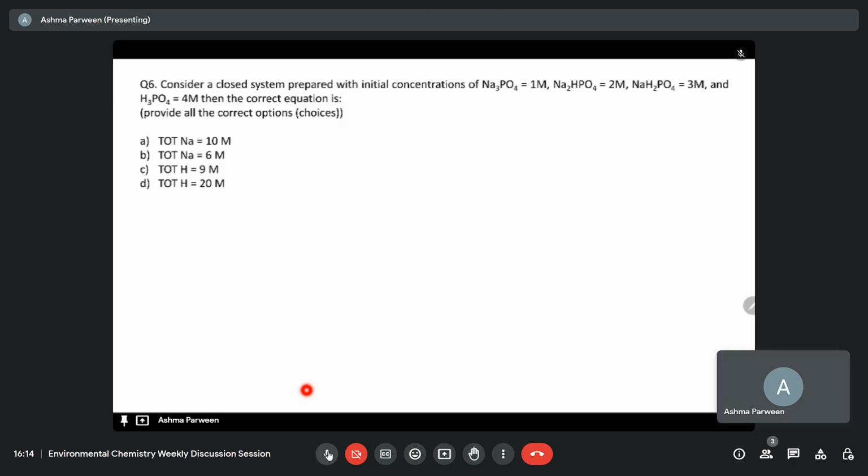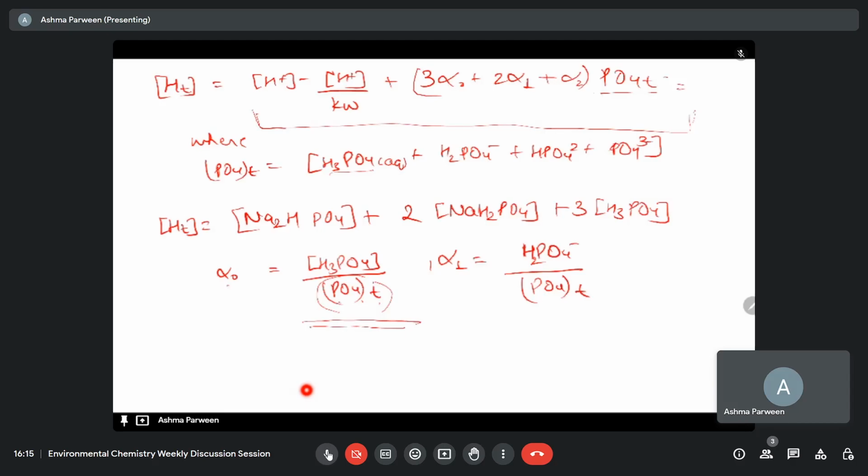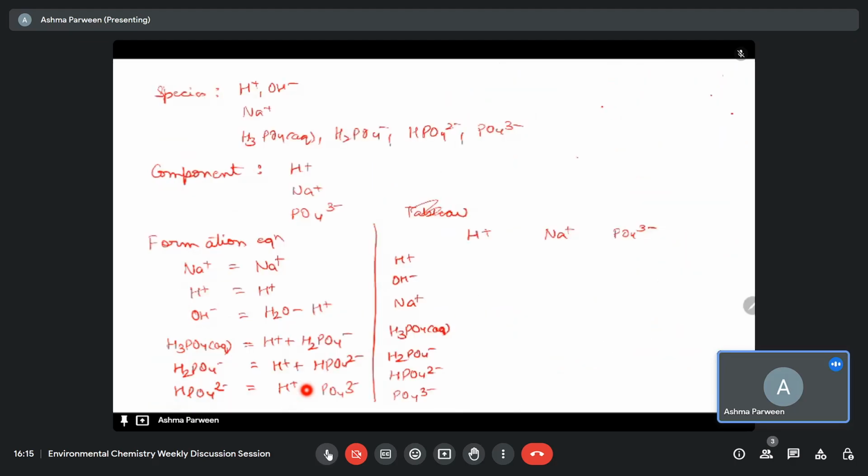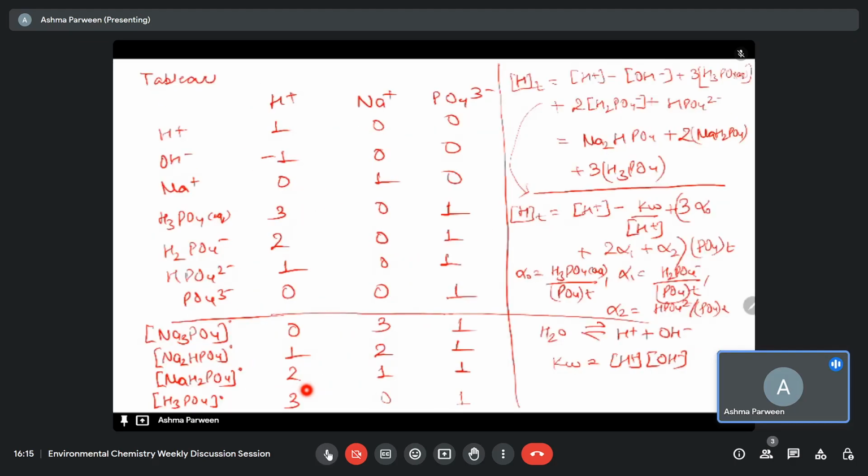Sir, madam, how can we calculate the total concentration on the basis of the table? So this is the table. From the second column, we can find out how many moles of sodium each compound is giving. One here, one here, 5, 6 total.